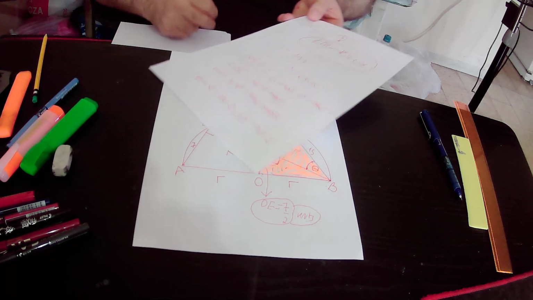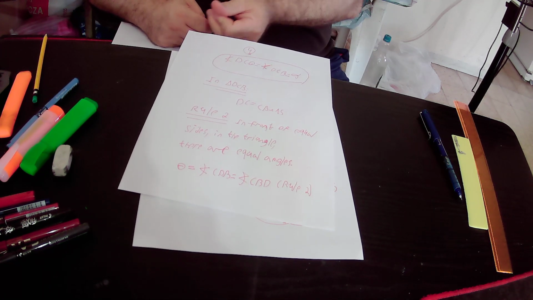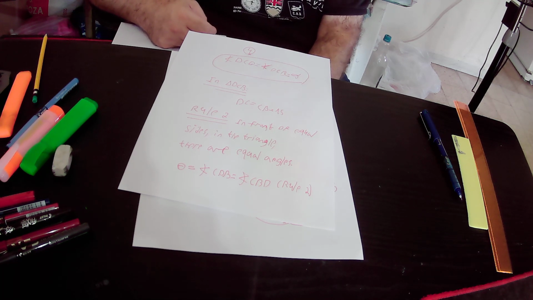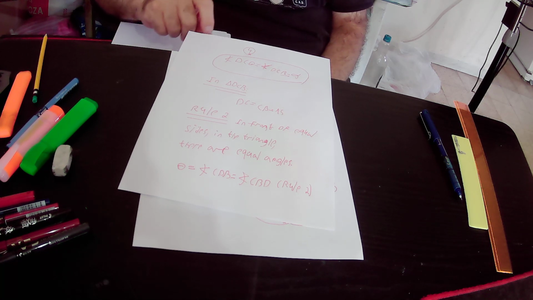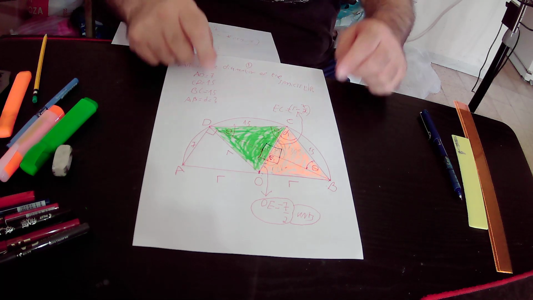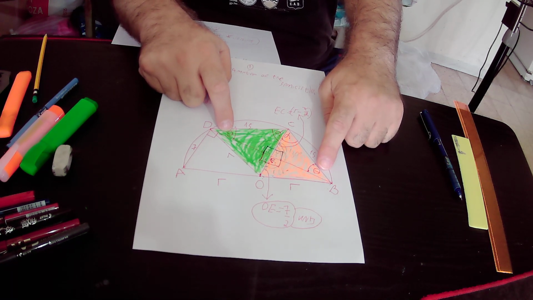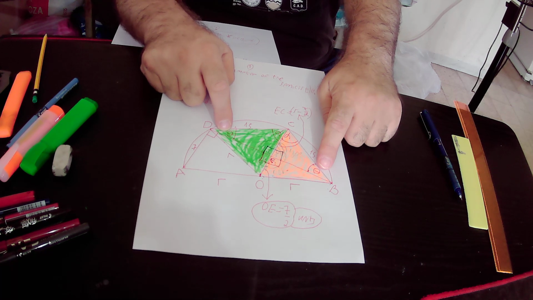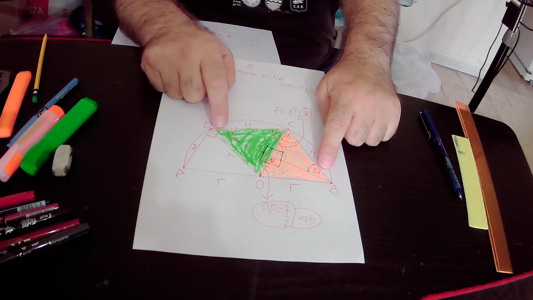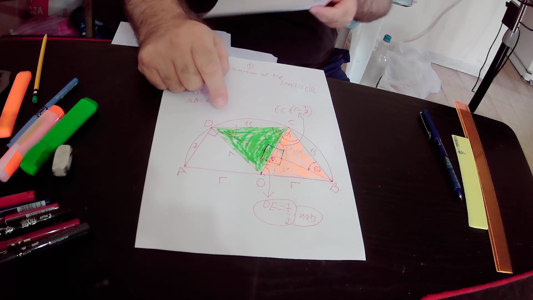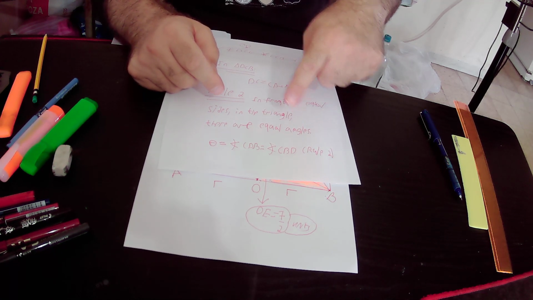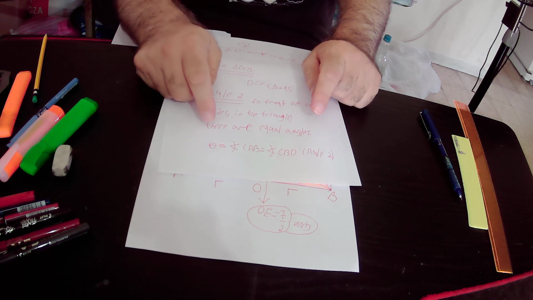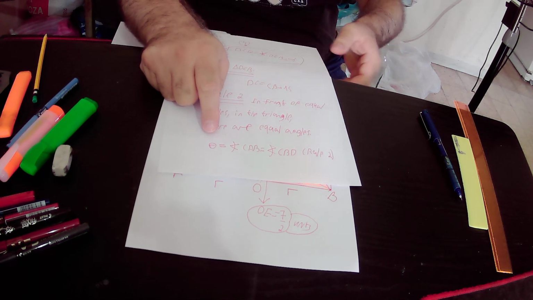Okay, again, rule number 2 states that in front of equal sides in the triangle there are equal angles. Therefore, angle CBD equals angle CDB. Those two angles that are located in front of equal sides are also equal between them. And if we define one angle as theta, then the other angle will also be equal to theta. So angle CDB equals angle CBD, both equal to theta.